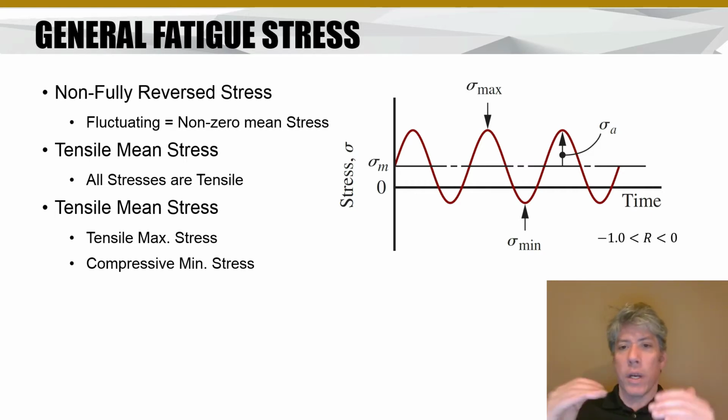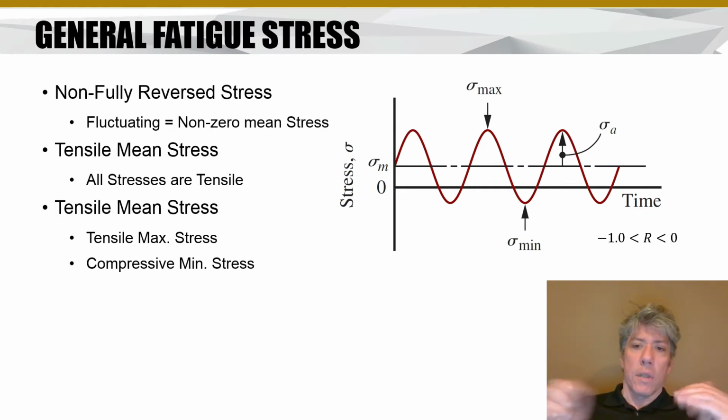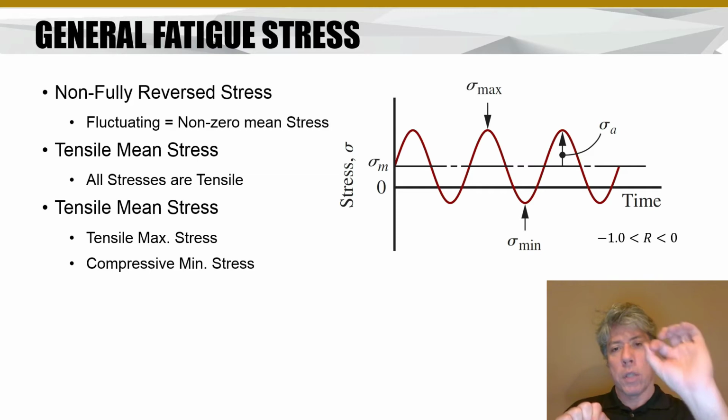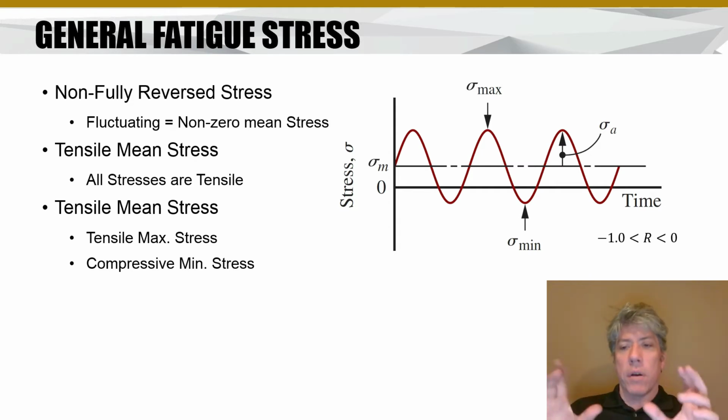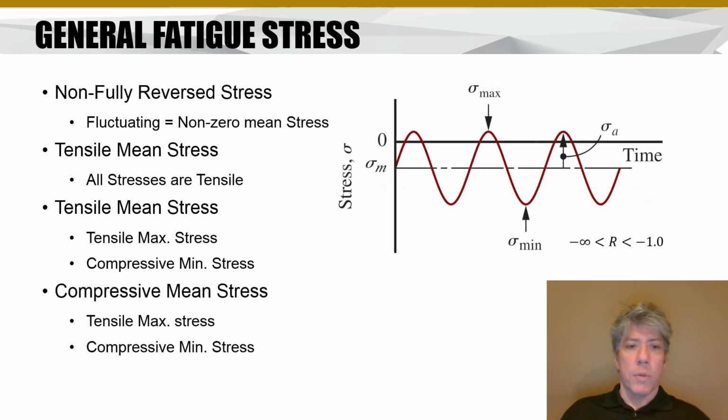Now that's the case where the mean stress is almost down to the 0 stress line, and so the minimum stress is almost equal to the maximum stress, at least in magnitude, so you get -1 as the ratio, or 0. And now the 0 is the other limit where this fluctuation curve has moved up so that the minimum stress is 0. And so the ratio of the minimum to the maximum stress varies between -1 and 0 for this tensile mean stress, where the maximum stress is tensile, the minimum stress is compressive.